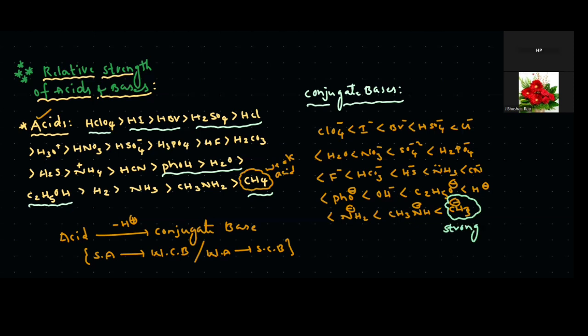Now, coming to this one, ClO4 minus, it is taken from HClO4. This one is a strong acid. A strong acid always gives a weak conjugate base. Okay, like this. If you know these orders, you can easily write and solve the problems. Definitely one question they will ask in your final exam also.